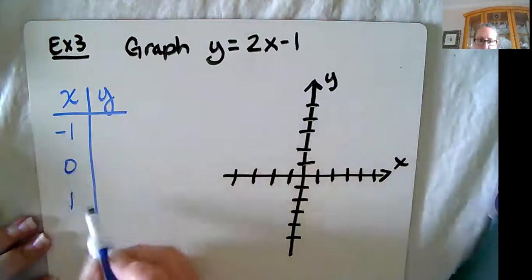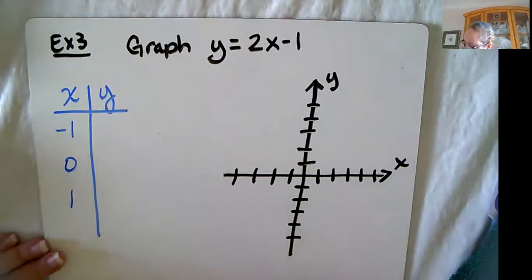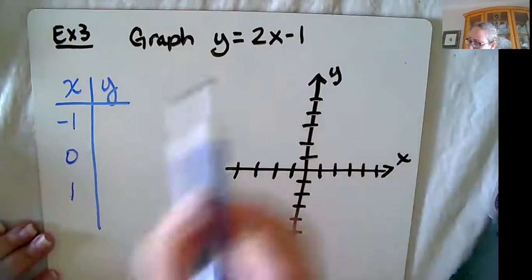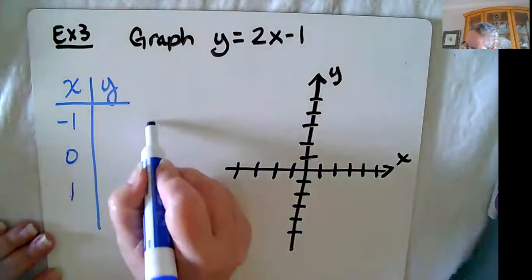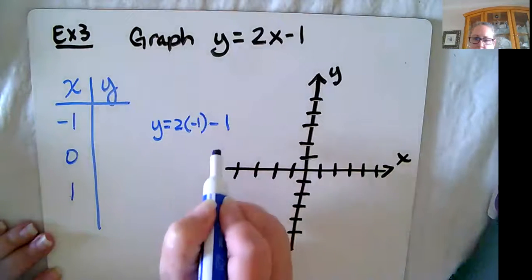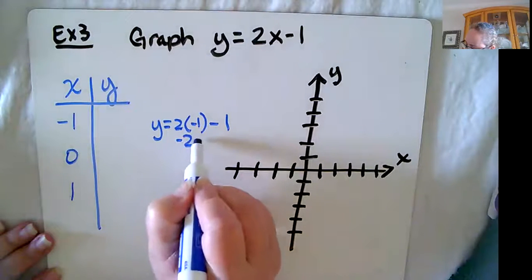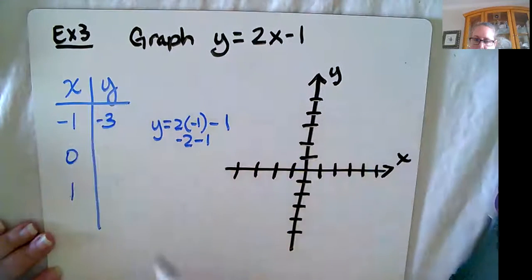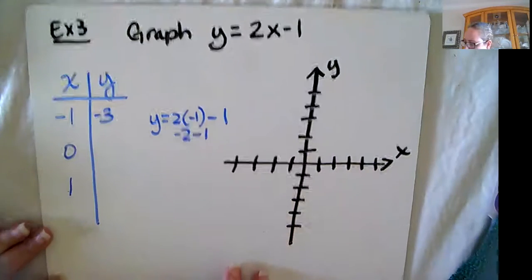We could use -2, 0, and 2, but just to make calculations easier, I like to always pick -1, 0, and 1. Now we're going to take those x values, plug them into the equation, and figure out our y. We have y equals 2 times -1 minus 1. And then we simplify. 2 times -1 is -2, minus 1. Same sign, you add and keep the sign. So that's the value of our first y with that x.